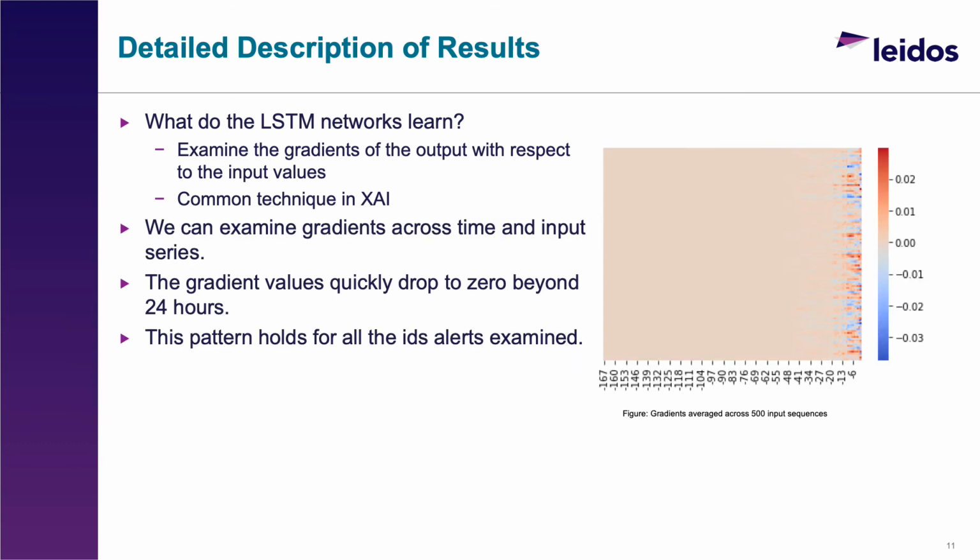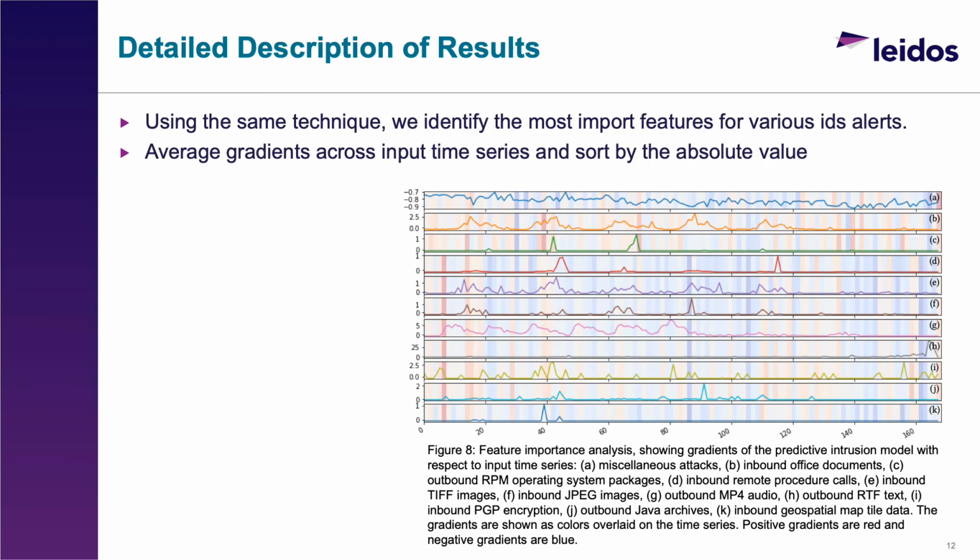When we did this, we could look at the gradients across both time and the input time series. One of the things that we noticed was the gradient values quickly dropped to 0 beyond 24 hours. This pattern holds across all the IDS alerts that we examined. So only the very recent past was useful in forecasting the future. And we can use the same technique to determine the most important network traffic features for predicting the future IDS alert values.